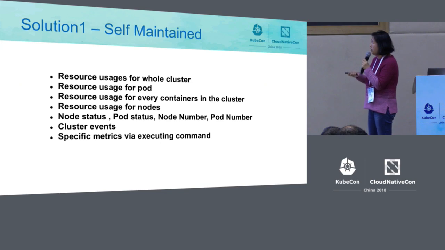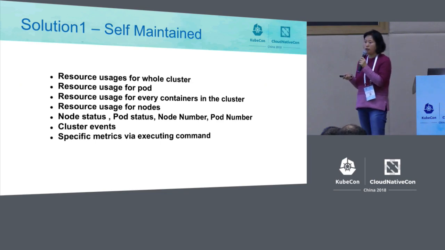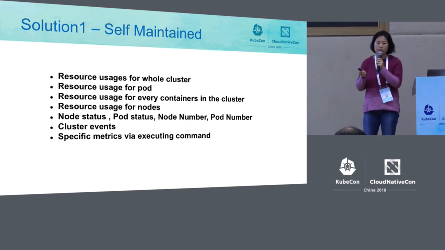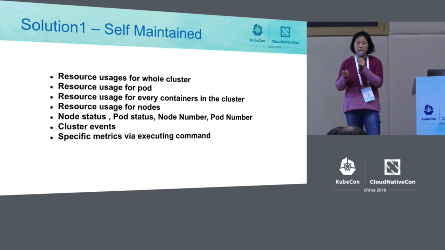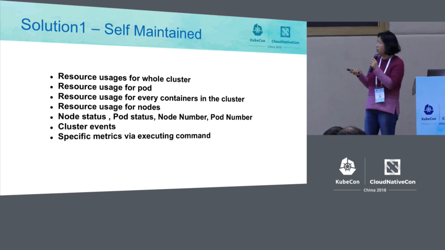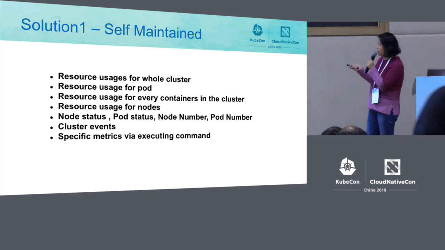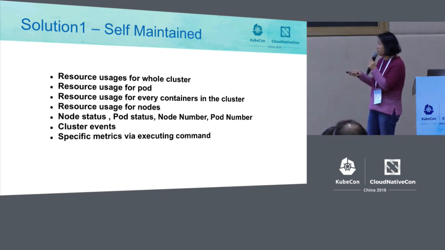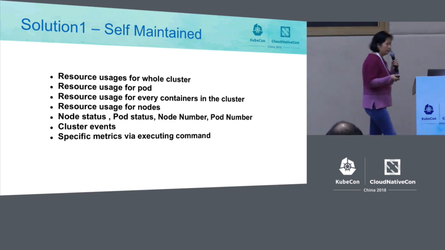For the whole cluster, we can get the resource usage for the whole cluster. We will do the metric integration. We can get the demo container data. We do the categorization, and we know the situation of each pod. And for the cluster level and node level, we know all of the status quo. So we can get resource usage for pods. We can know the resource usage for nodes. We can get the node status, pod status, node number, pod number, and cluster events.